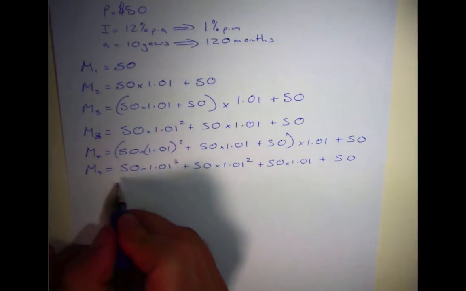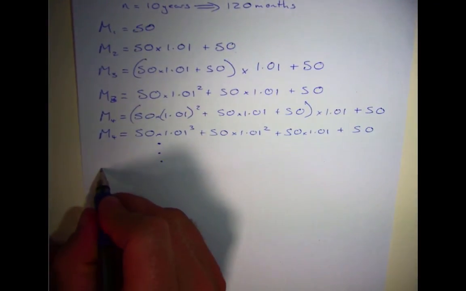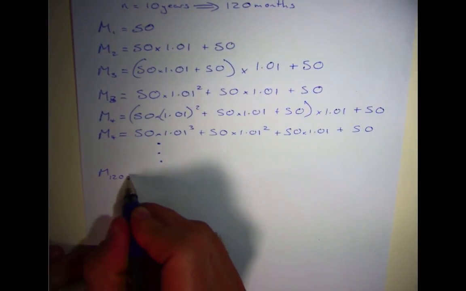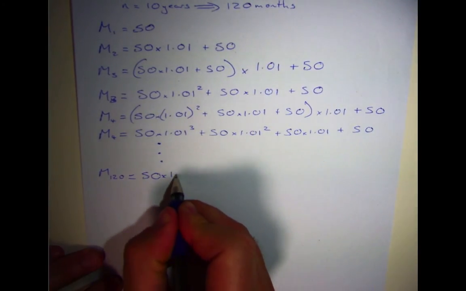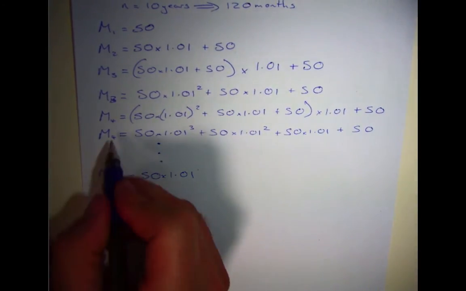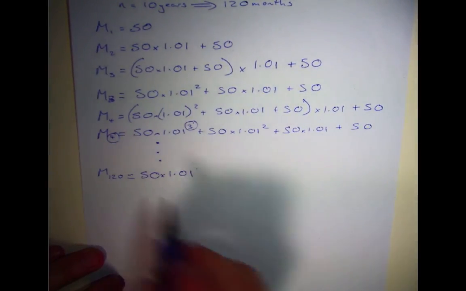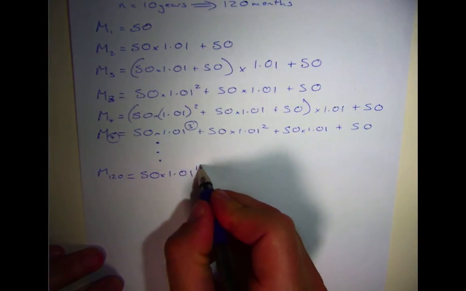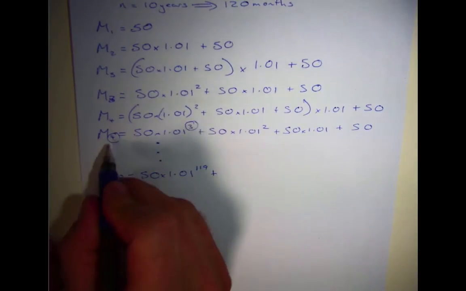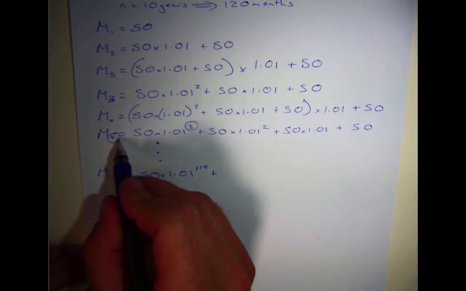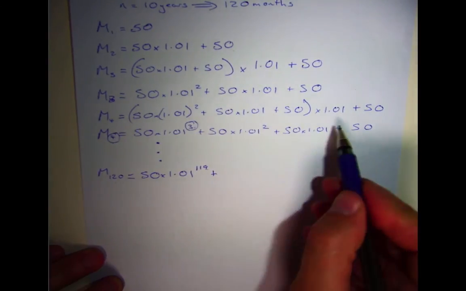Okay, so now we can start to find our pattern. So we'll skip down to M120, the end of 120 months. Now, it's 50 times 1.01. Now we have to look at what this power will be. In 4 months, the first one had only made 3 months interest. So in 120 months, it'll have 119 months worth of interest. Okay? When this is 4, that's 3, so this is 120, that's 119. And then it goes 3, 2, 1, 0.